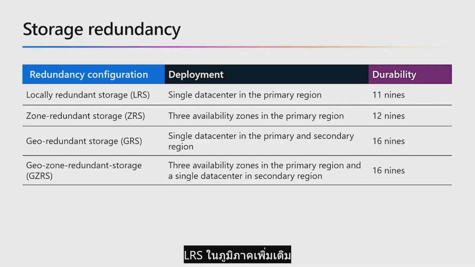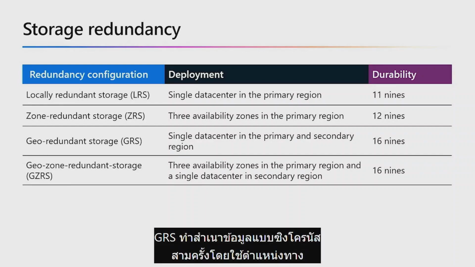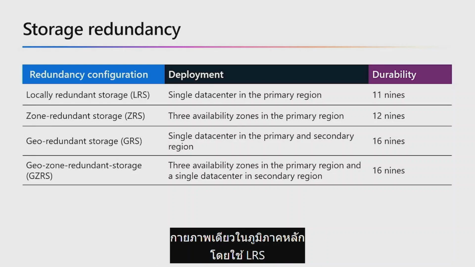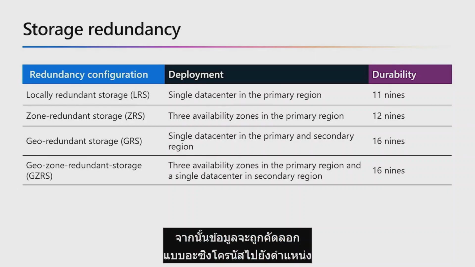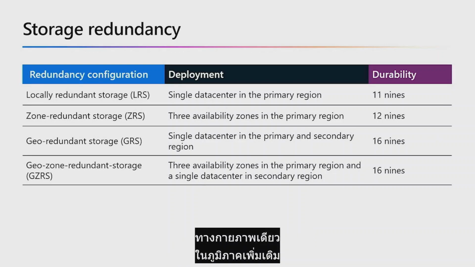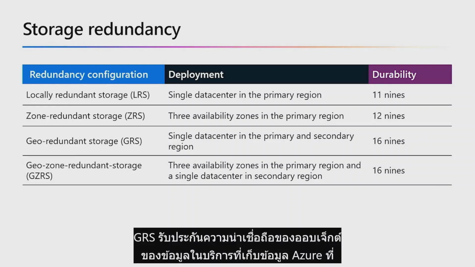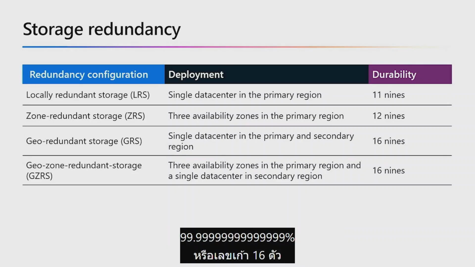GRS performs synchronous data copies 3 times within a single physical location in the primary region using LRS. Data is then asynchronously copied to a single physical location in the additional region pair using LRS. GRS ensures object durability of data in Azure storage services of at least 99.99999999999999%, that is 16 nines over a given year.